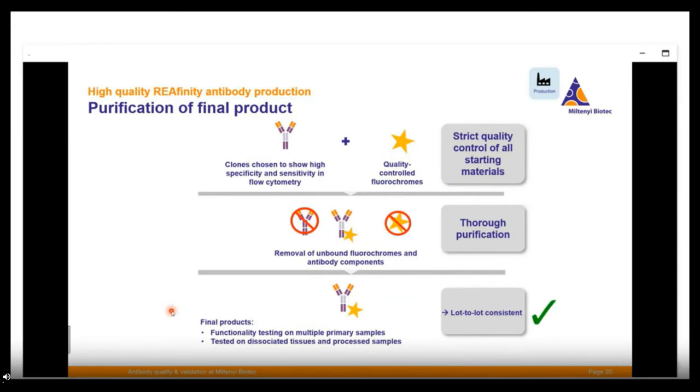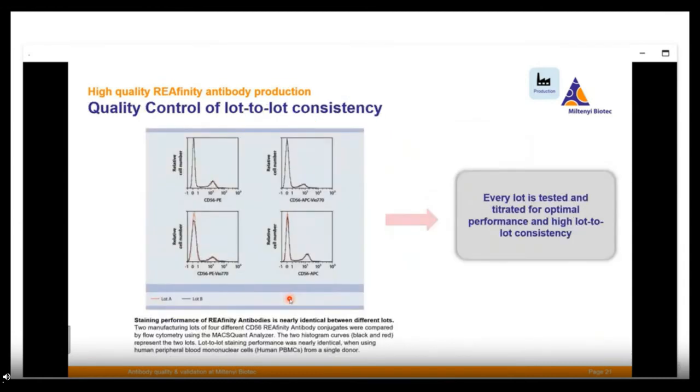Here I must mention that this is also performed with titration. What does this mean? When you have performed such a lot-specific experiment, this leads to a product that will perform exactly the same in every antibody lot. And with this data set, you can see for CD56 conjugated to different fluorochromes, we have compared two different lots, and you can see their performance is exactly the same in this histogram.